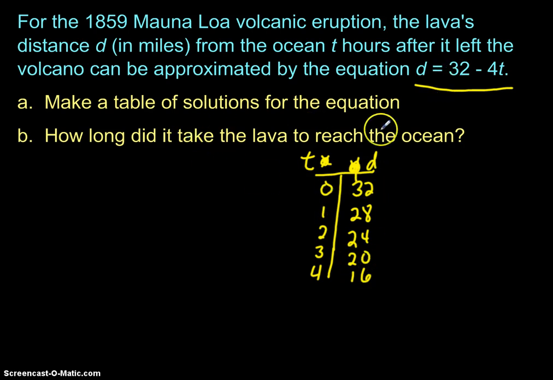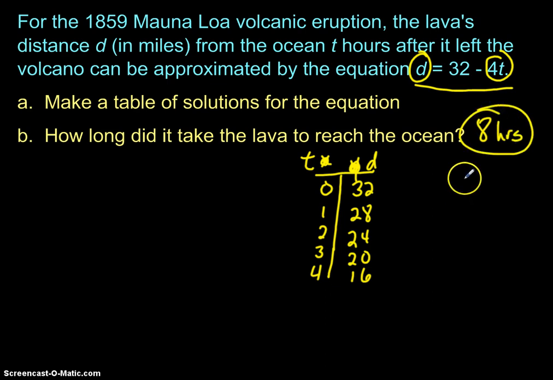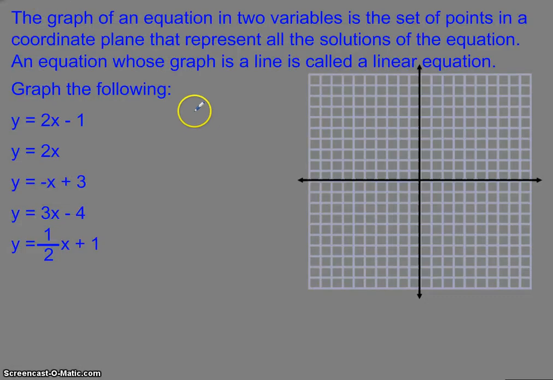How long did it take the lava to reach the ocean? Well, that would mean the distance from the ocean would have to be 0. So for this to be 0, this would have to equal 32, because 32 minus 32 is 0. So 4 times what is 32? 4 times 8. So after 8 hours, it's at the ocean.